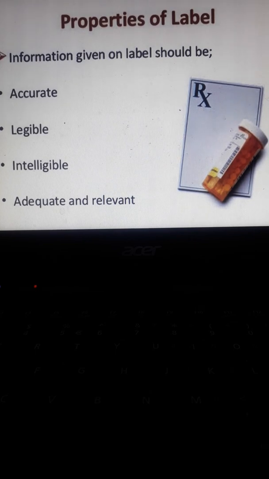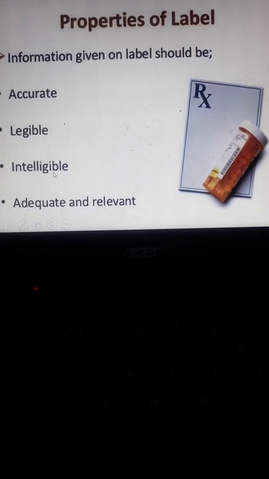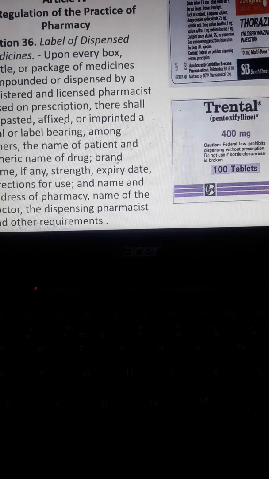Okay, priority label information should be, number one, accurate, based on the RX or the prescription; legible, or readable; and intelligible, adequate and relevant.